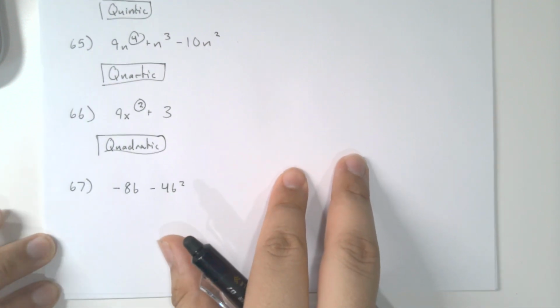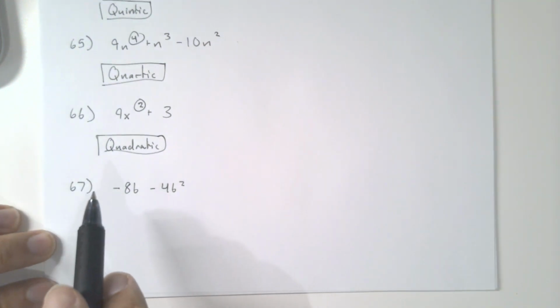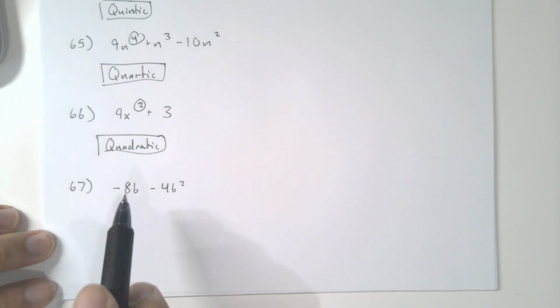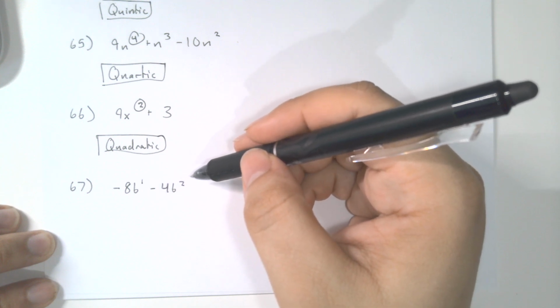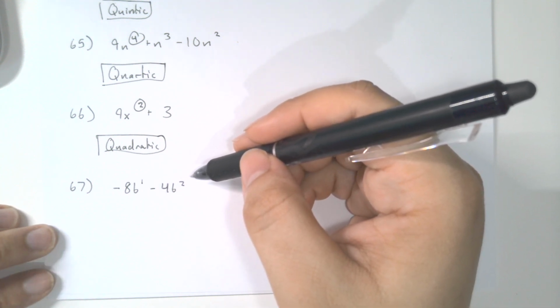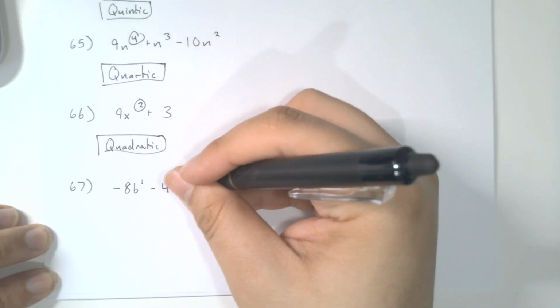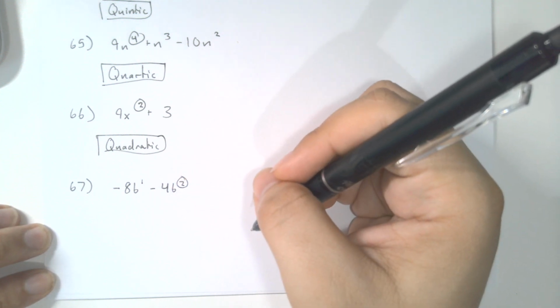But now, number 67 is not in standard form. We have this negative 8b, which is to the first power implicitly, but then we have minus 4b to the second. The term that's going to tell us what kind of polynomial we have is the term with the highest power of our variable.